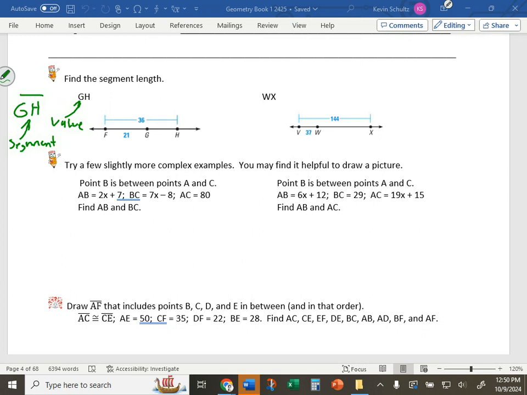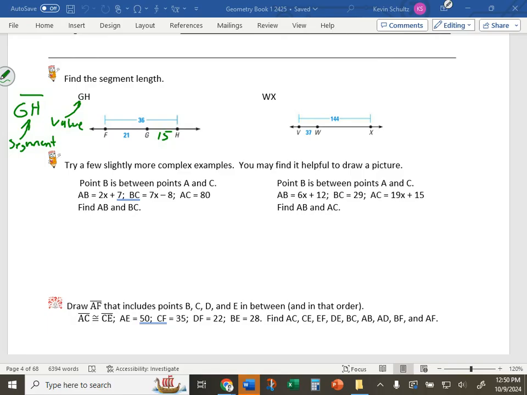So if from F to H is 36 and F to G is 21, what would G to H be? 15. Why? Because 21 plus 15 equals 36. Or 36 minus 21 is 15. Hey, fact families, remember those from back in the day? It's algebra, you just subtract.